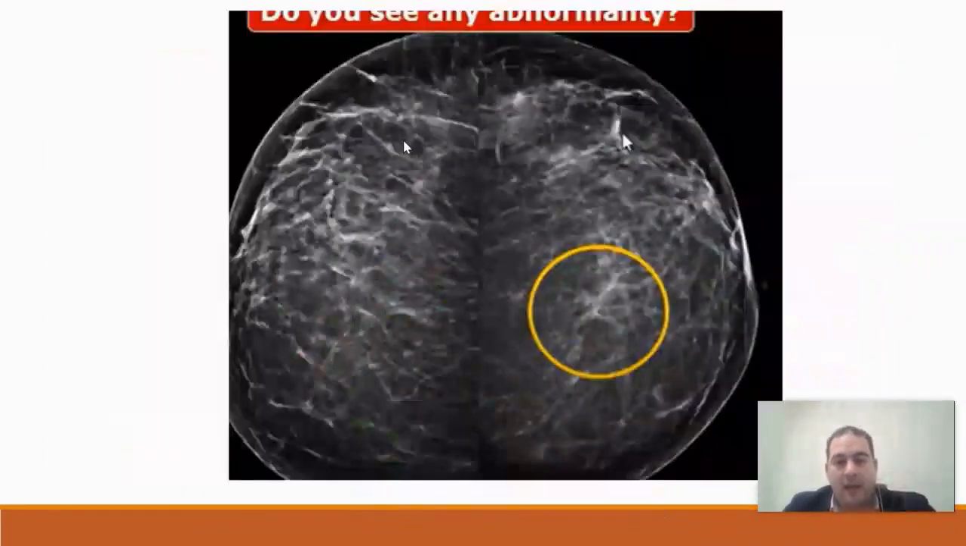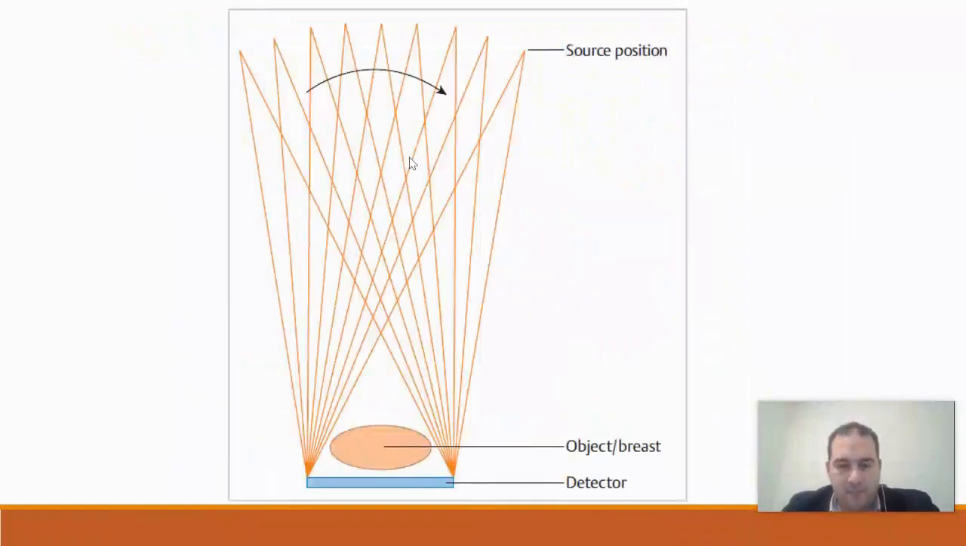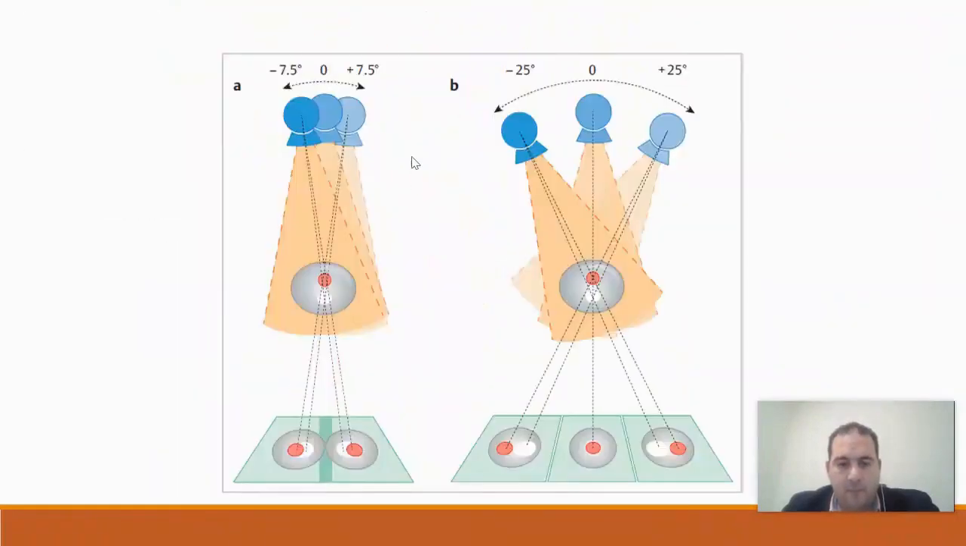So, what is the idea behind tomosynthesis? The idea behind tomosynthesis is that I take different angles or different projections. For example, this is a normal projection, which is perpendicular to the detector. For me, this is my only normal one. For instance, I have a zero angle.